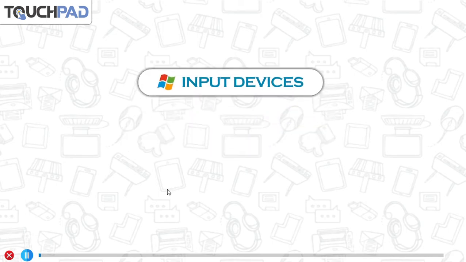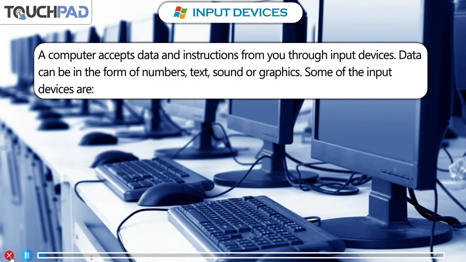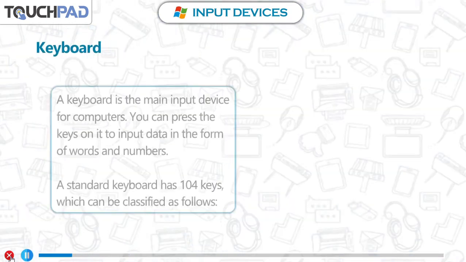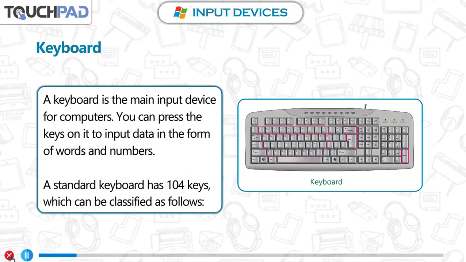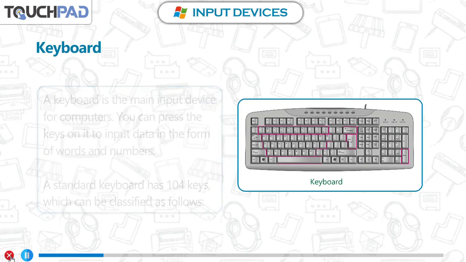Input devices. A computer accepts data and instructions from you through input devices. Data can be in the form of numbers, text, sound, or graphics. Some of the input devices are keyboard. A keyboard is the main input device for computers. You can press the keys on it to input data in the form of words and numbers. A standard keyboard has 104 keys, which can be classified as follows.